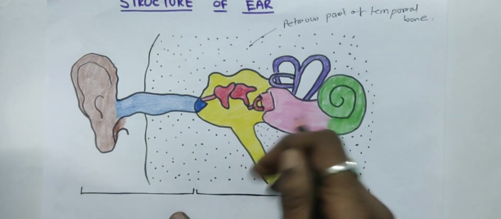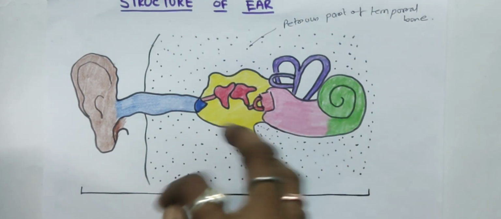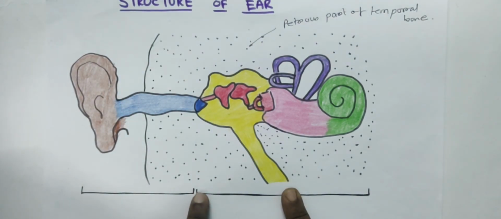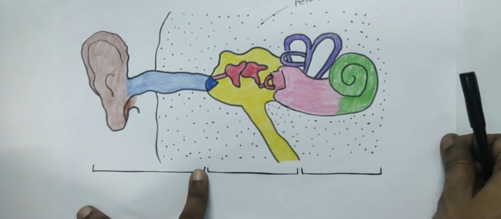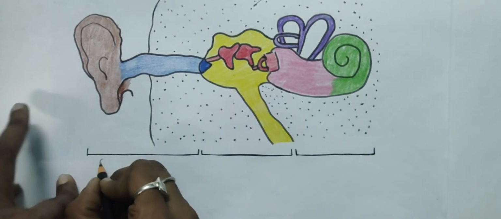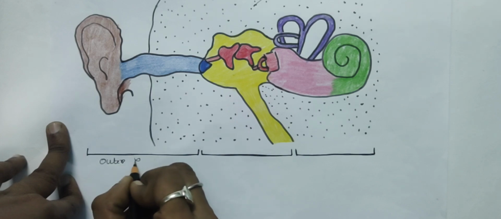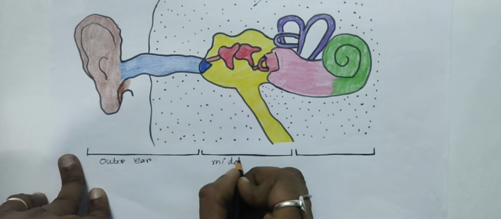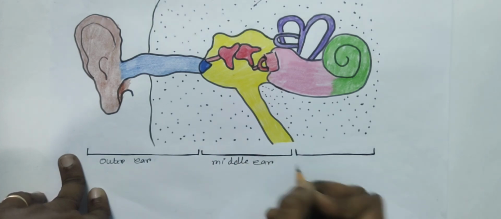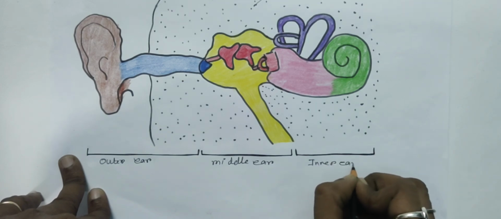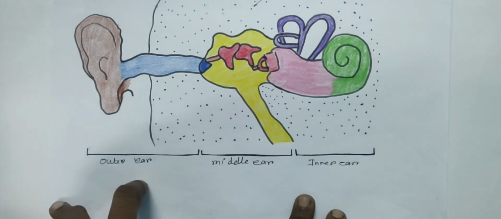Now look, the ear is divided into three parts. This is the outer part, from this one to this, and then there is the middle ear and then the inner ear. So our ear is divided into three parts: outer ear, middle ear, and inner ear.